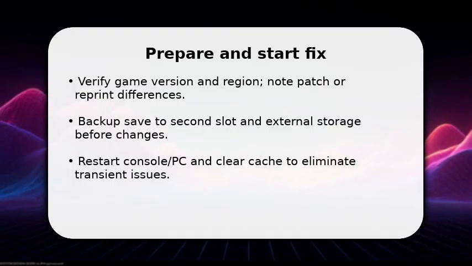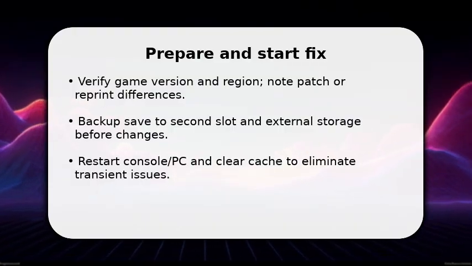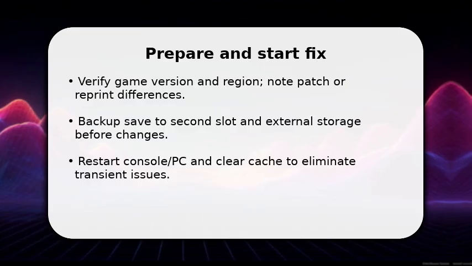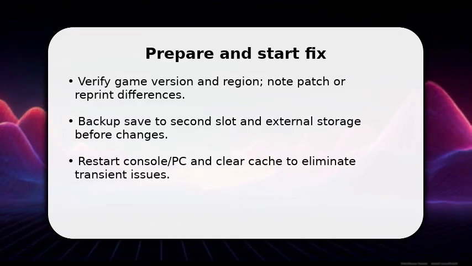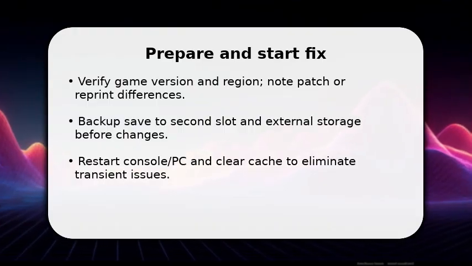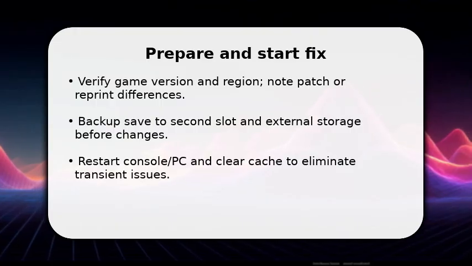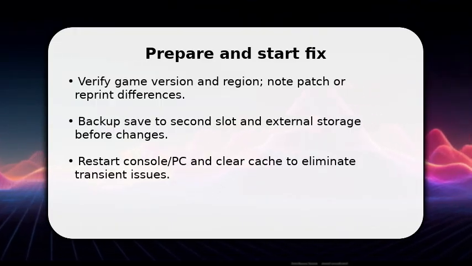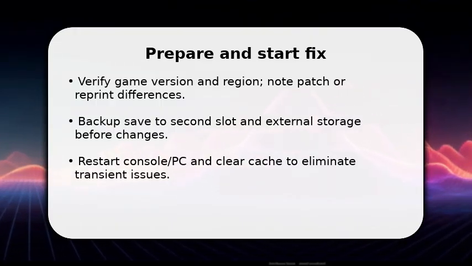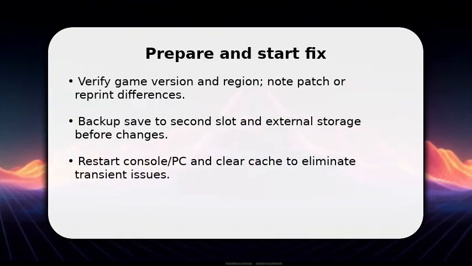You begin by confirming the exact Persona 3 release and patch level. Differences matter for fixes. Next, back up your save to an alternate slot and external media so you can revert if needed. Then restart the console or PC and clear temporary cache. This removes corrupted memory states that mimic serious bugs. Once done, load the backup and reproduce the command room issue to ensure you're working from a repeatable state before applying targeted fixes.